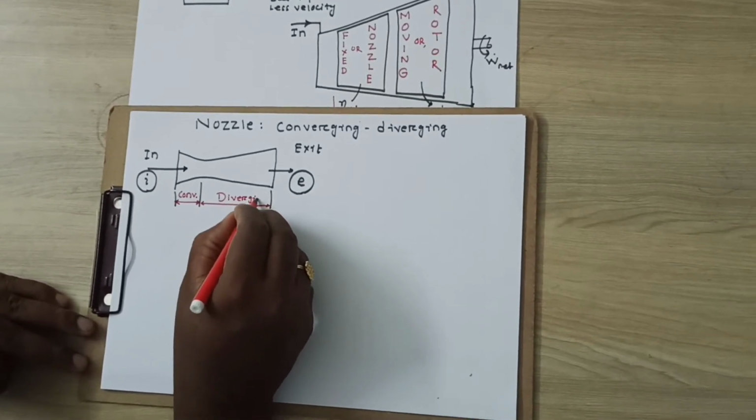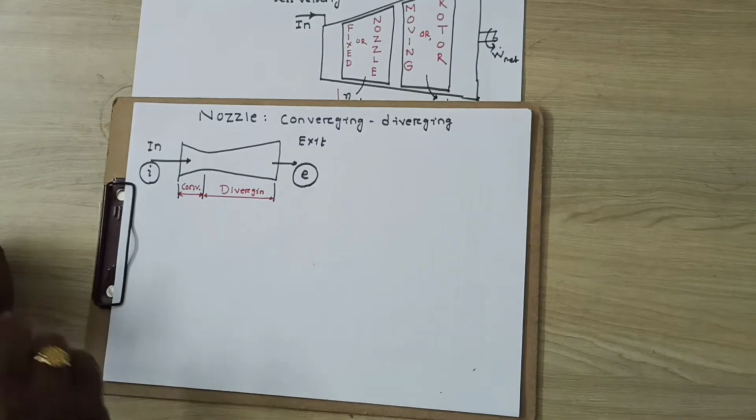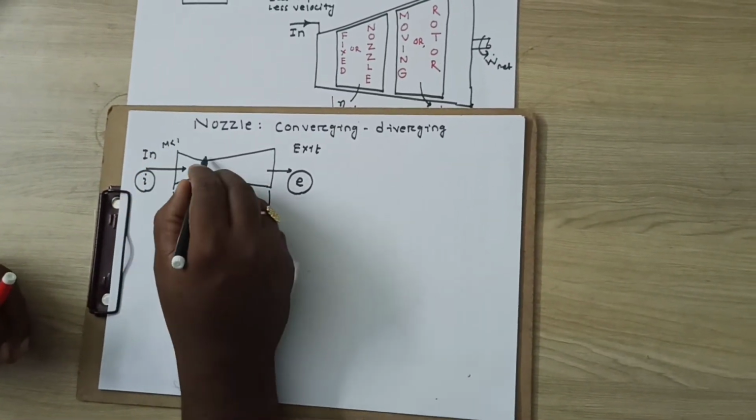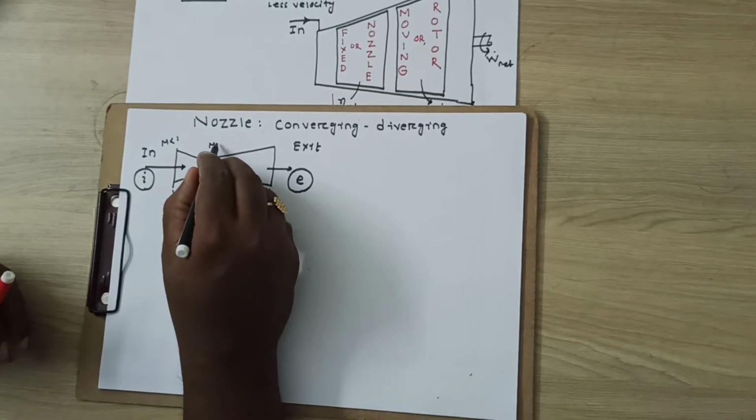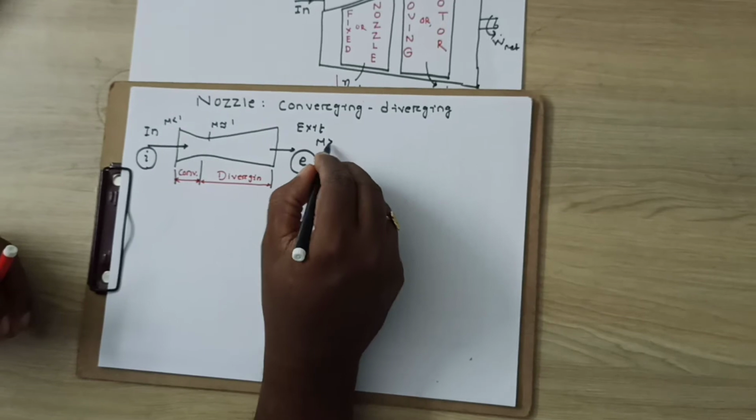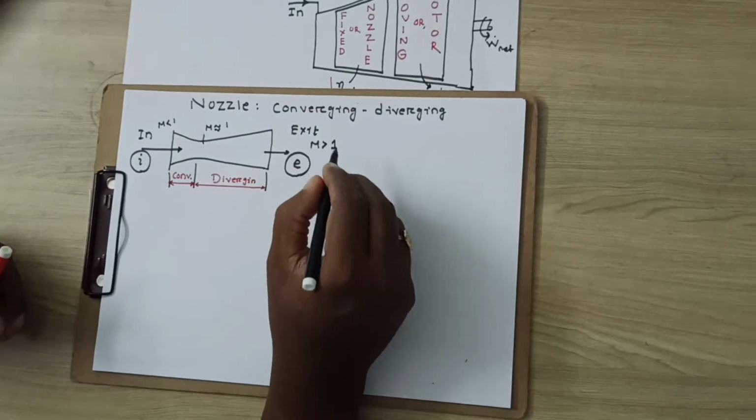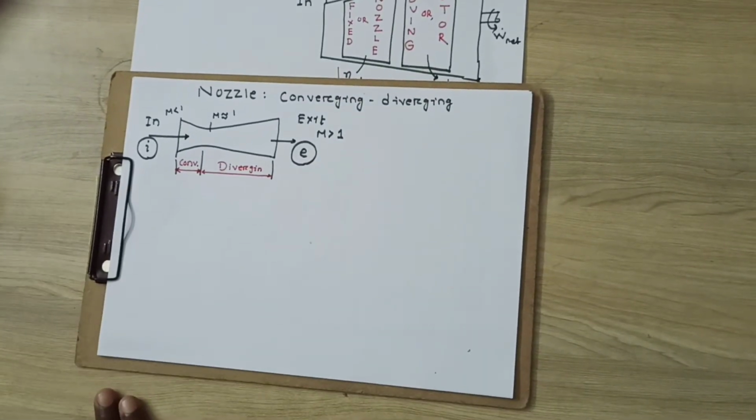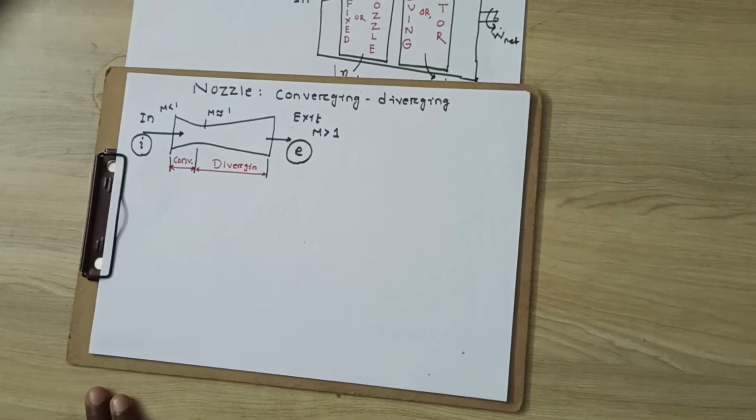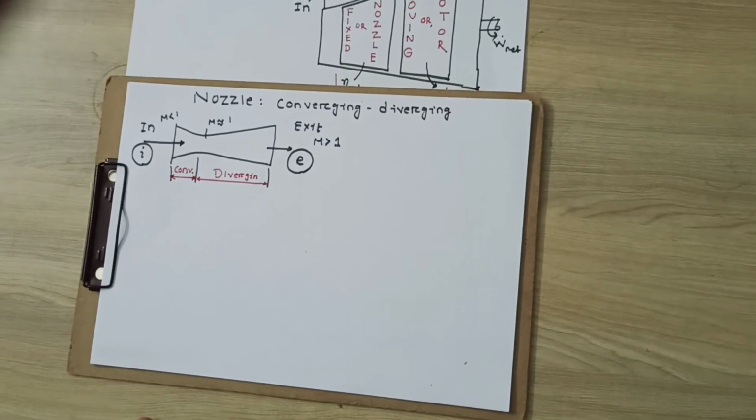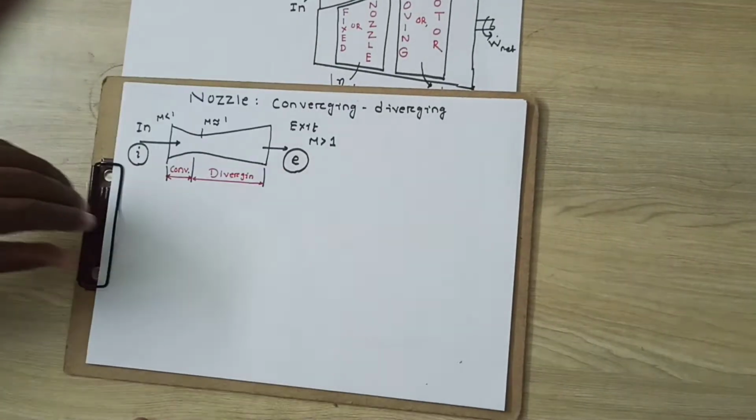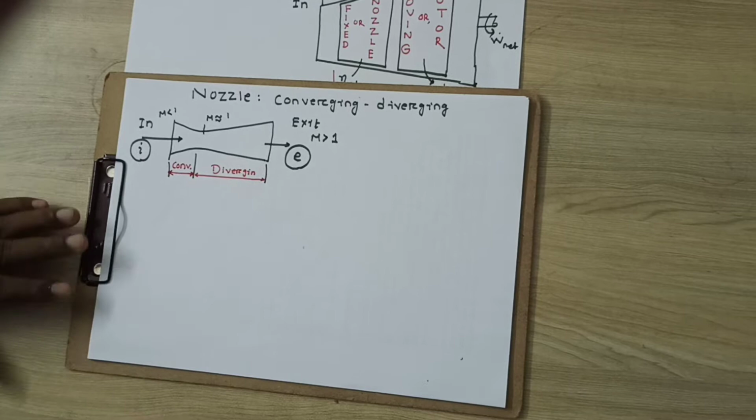To attain very high velocity, somewhere here the Mach number is less than 1. At the throat the Mach number is approximately equal to 1. At the exit point the Mach number is more than 1, more than the velocity of sound. In some classes, when we take up nozzles, I can explain how the Mach number and the flow inside this nozzle develop.